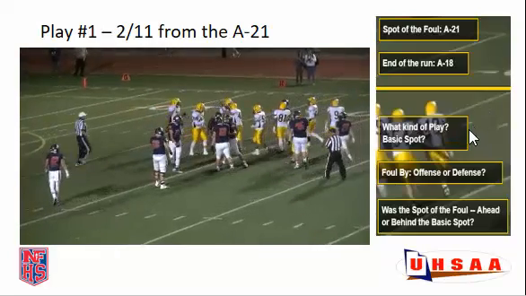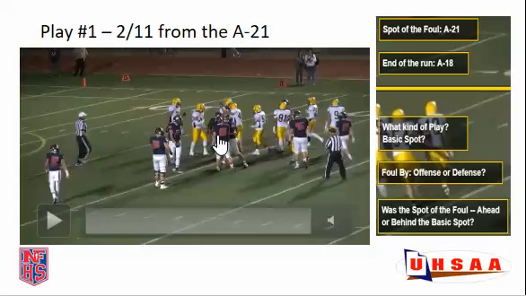So what kind of a play is this? This is a running play. And where is our basic spot for a running play? Well, it's the end of the run, which is the 18-yard line. Is this a foul by offense or defense? In this case, it's the offense. Was the foul ahead of or behind the basic spot? And in this case, it was ahead of the basic spot. So we will use the basic spot as our enforcement spot and mark off half the distance back to the 9-yard line. That's the upper left quadrant on your chart.